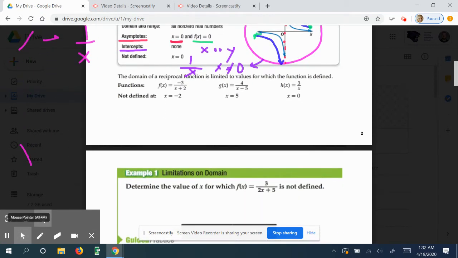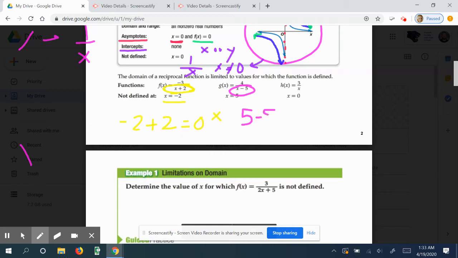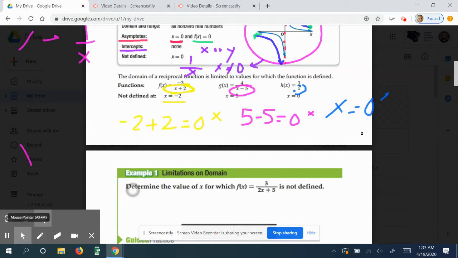So let's look at a couple examples, and we can get really good at figuring out where things aren't defined. So if I look at this one, x plus 2 in the bottom, it's not defined at -2 because -2 plus 2 equals 0. Not good, okay? Next one, x minus 5. Well, it's undefined at 5 because 5 minus 5 equals 0. Not good in the bottom. Finally, the last one, x equals 0, which is not good at the bottom, right? And so we can figure out where things are undefined by setting the bottom equal to 0 and solving for our variable. And so that's what we're going to do in example 1.